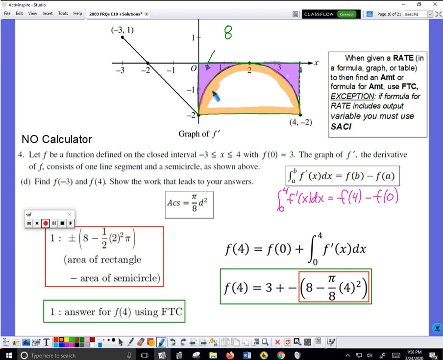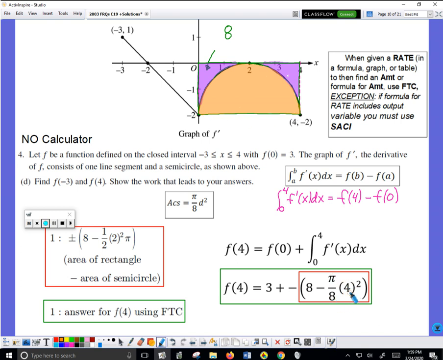I'm going to calculate the area of the green rectangle, which was 8, and then I calculate the area of this orange semicircle. I remember that the area of a semicircle is pi over 8 diameter squared. So that's what I've written down here. For some reason I feel compelled to fill in the shape. So the area of this semicircle is, the diameter of the semicircle is 4. Pi over 8, diameter squared.